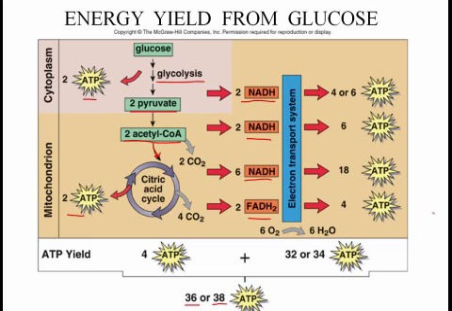38 ATP molecules, this represents about 40% of the free energy from glucose, so about 40% efficient. It doesn't sound terribly efficient. However, if we look at something like burning gasoline in the engine of a car, that's only 20 or 25% efficient.